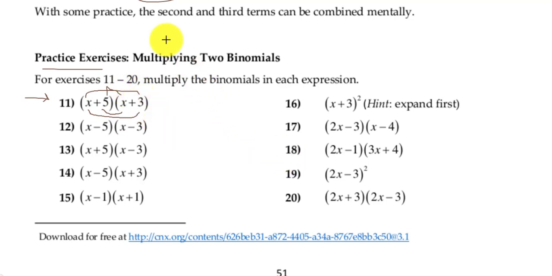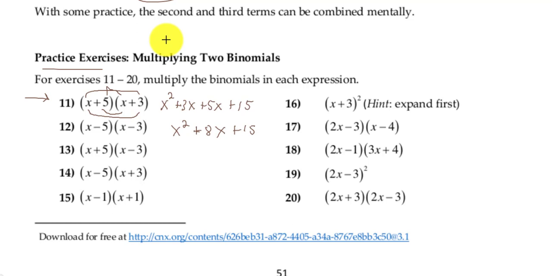So when I write this out, the x times x gives me x squared. That was the first terms. And then my outer terms were the x times 3, so that's 3x. My inner terms were 5 times x. And my last term was the 5 times 3, which is 15. Okay, and when I simplify, I'm left with x squared plus 8x plus 15. And that would be your answer for number 11.